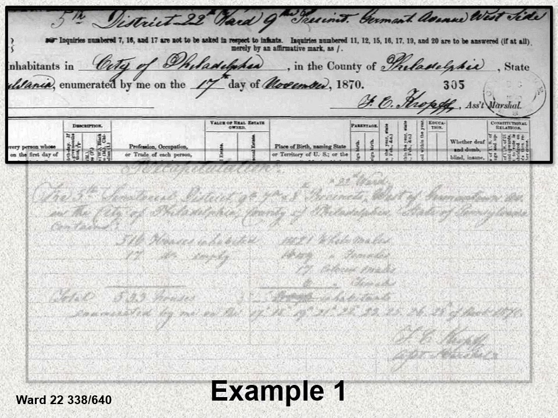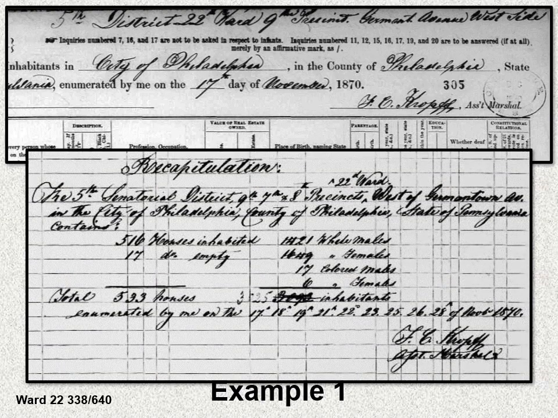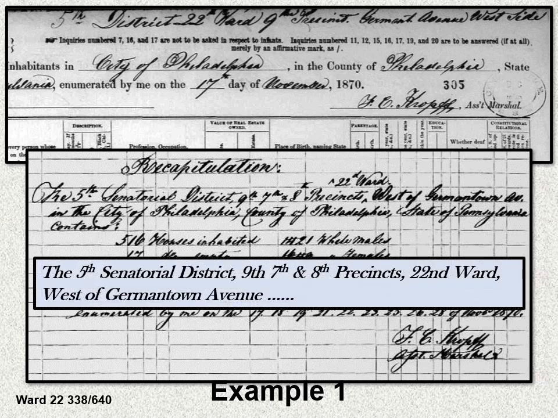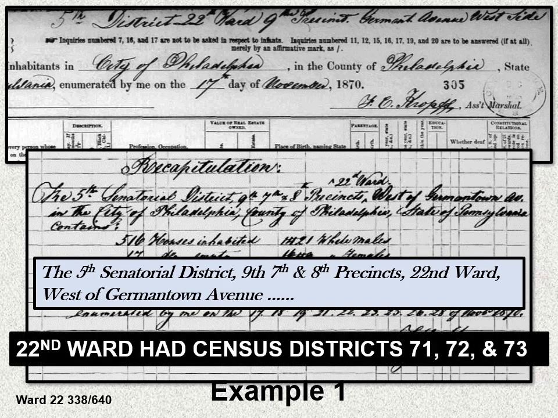Now at the end of his sheets, he has a recapitulation. And now what does he say? He says that he did the 5th Senatorial District, 9th, 7th, and 8th Precincts, 22nd Ward west of Germantown Avenue. What's missing? Well, what's missing is the census districts. 22nd Ward had Districts 71, 72, and 73.